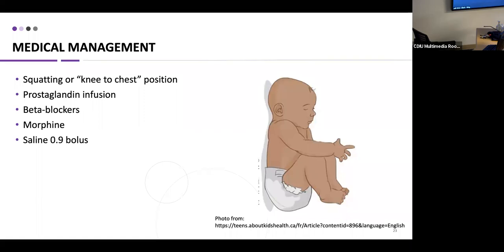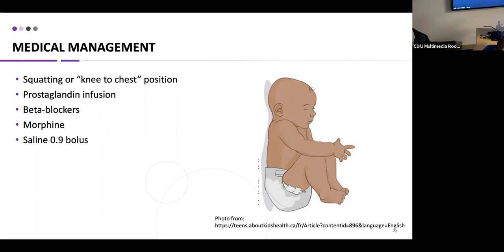We may also see the use of prostaglandin infusion in those extreme cases of tetralogy of Fallot when we do rely on the PDA. We may also see beta blockers in use, such as propranolol, which is the most commonly used to help TET spells and prophylaxis in moderate to severe disease. So it works by reducing the heart rate and therefore reducing venous return.